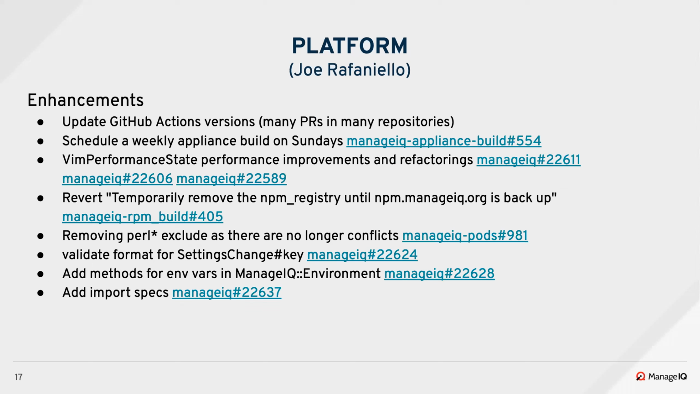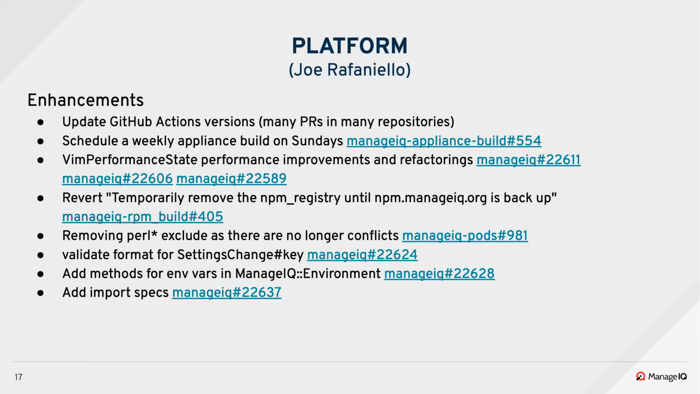Thanks, Adam. For platform enhancements, as already mentioned, Jason updated the GitHub Action version from V2 to V3 in many repositories. Then Brandon enhanced the appliance build GitHub workflow to schedule a weekly build on Sundays. Next, Keenan made a few enhancements to VM performance states around fetching them for a timestamp with an interval and to not bring back old archive records.